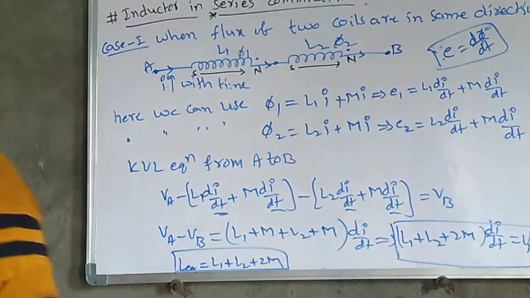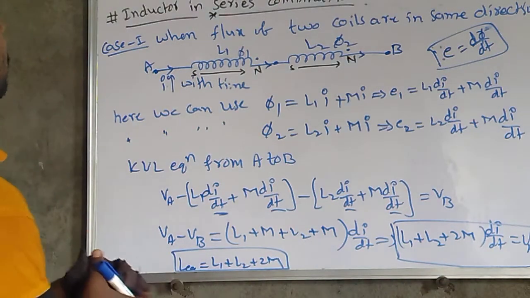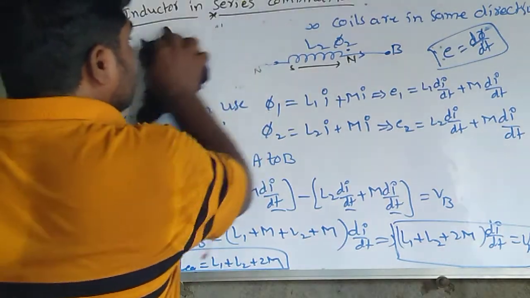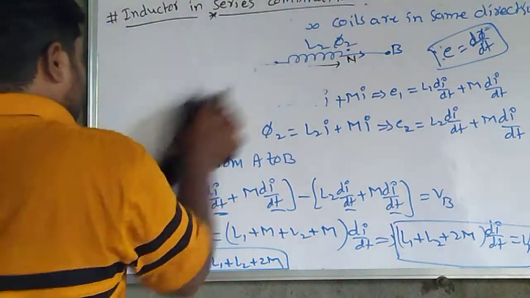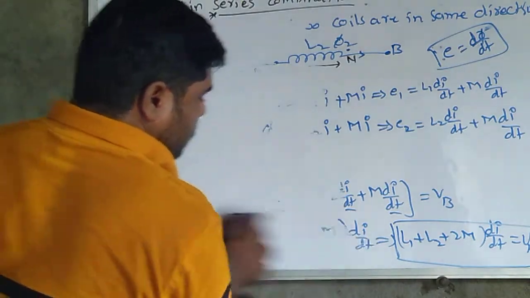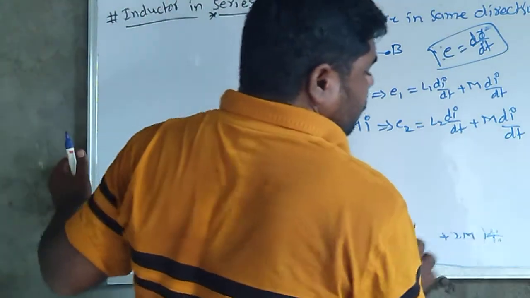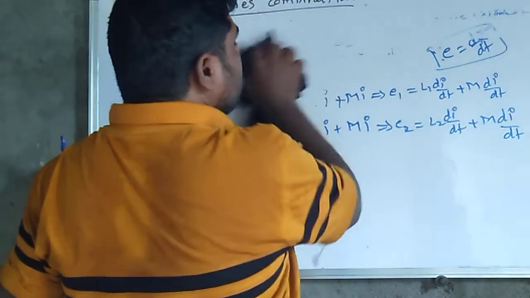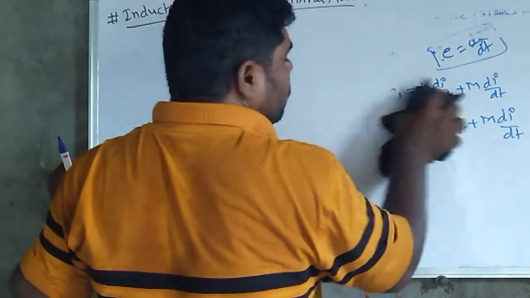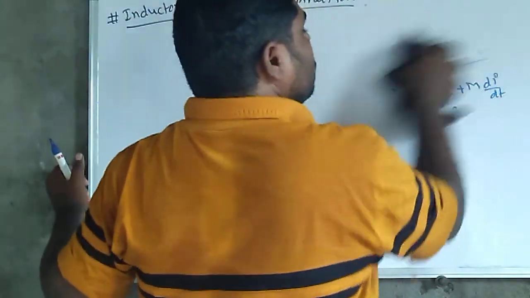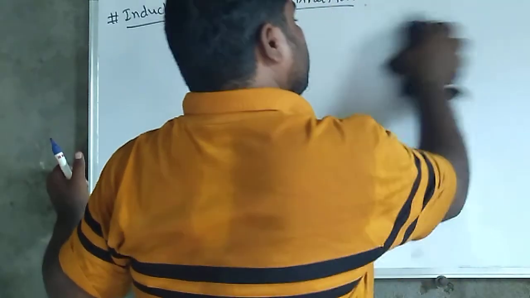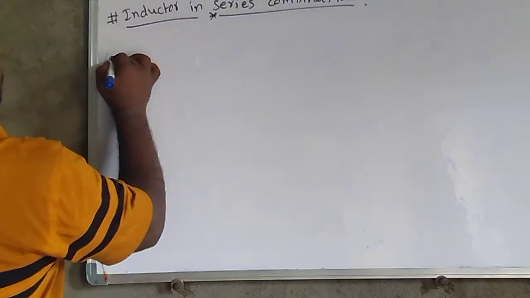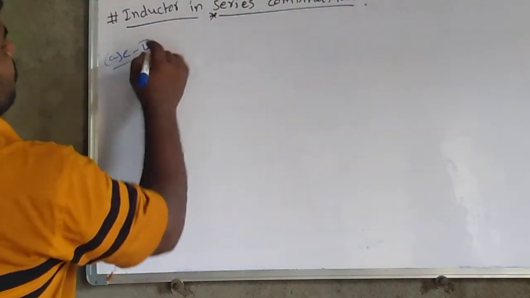Now in the second case, we are going to discuss what happened. That was case number 1; in case number 2, both are in the opposite direction. Simply, the flux linkages are in the opposite direction. So here is case number 2.